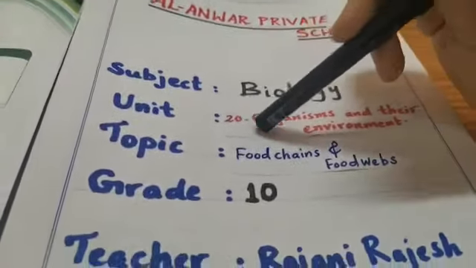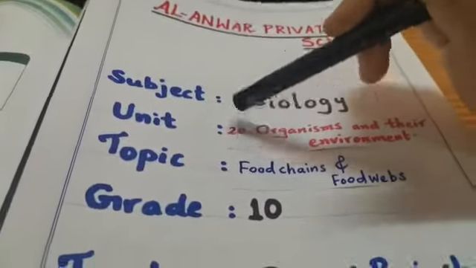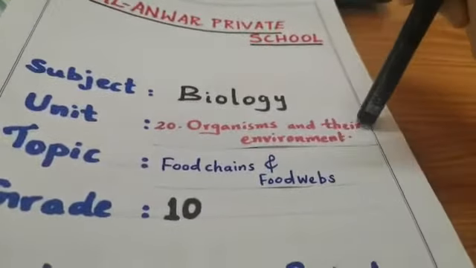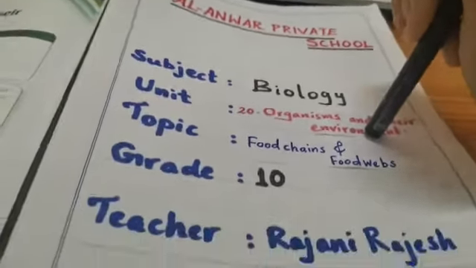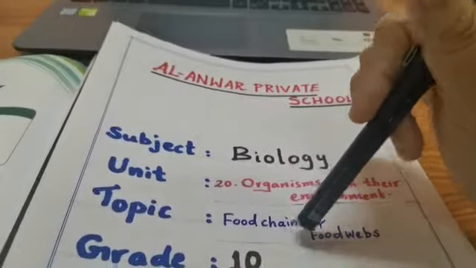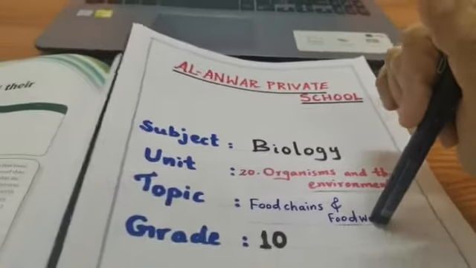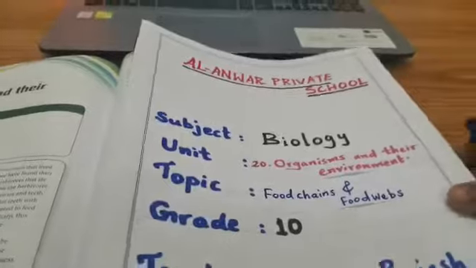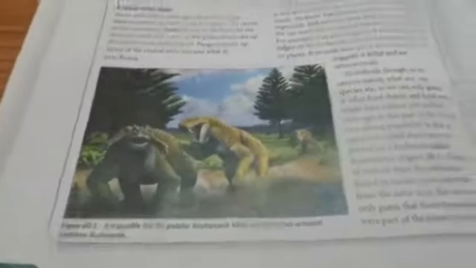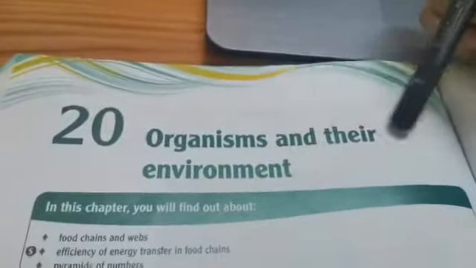Today we are going to learn a new unit, number 20, organisms and their environment. In that unit, we are going to learn the topic food chains and food webs. If you open your course book, page number 264, you can see the unit name, organisms and their environment.